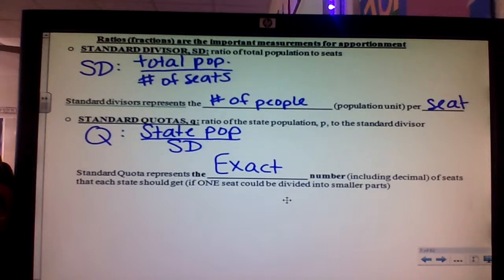Okay, so in other words, I need this before I can get my standard quotas. If you mess up at the standard divisor part, your standard quotas are wrong and your whole method is wrong. Your entire chapter relies on these 2 formulas. The standard divisor is the state total population divided by the number of seats. The standard quota is each state population divided by the standard divisor.